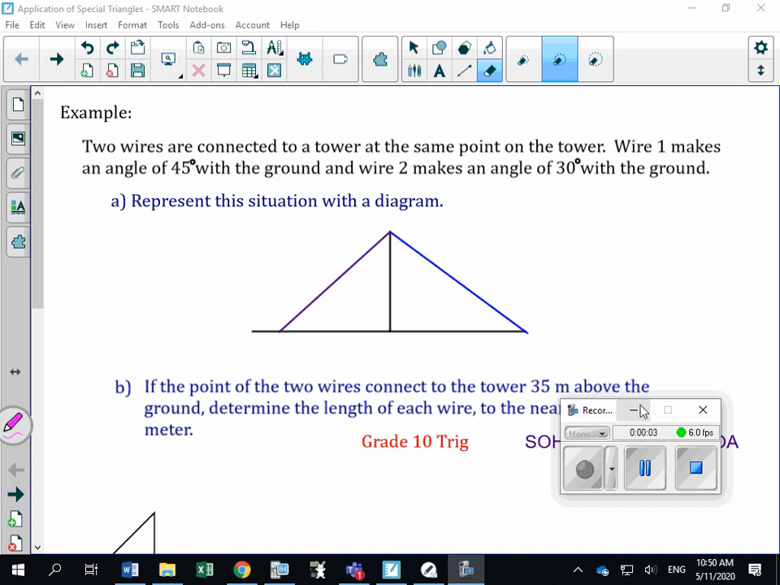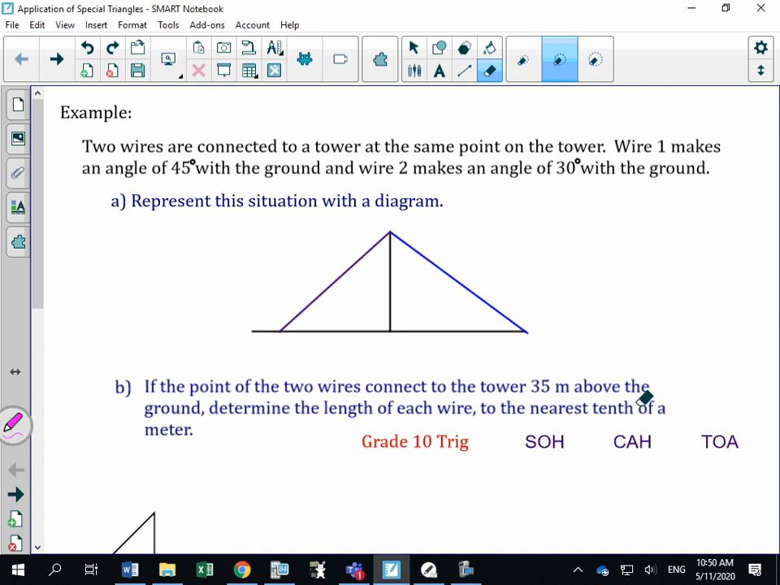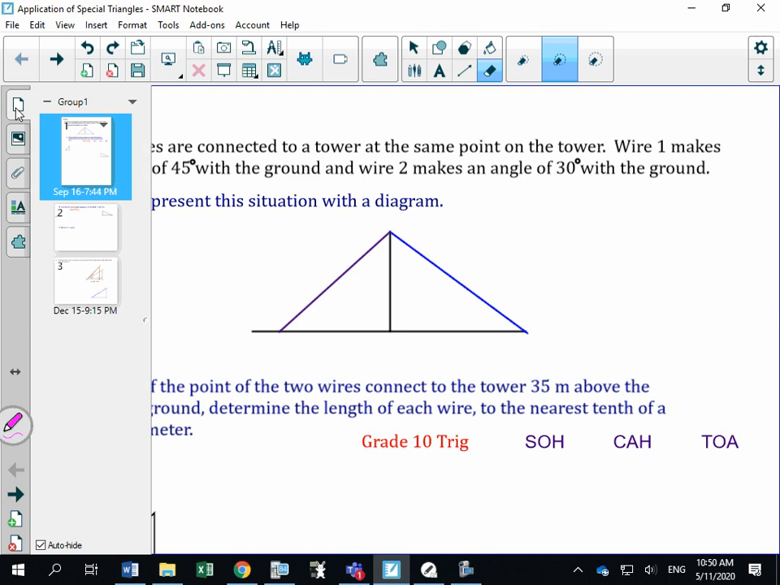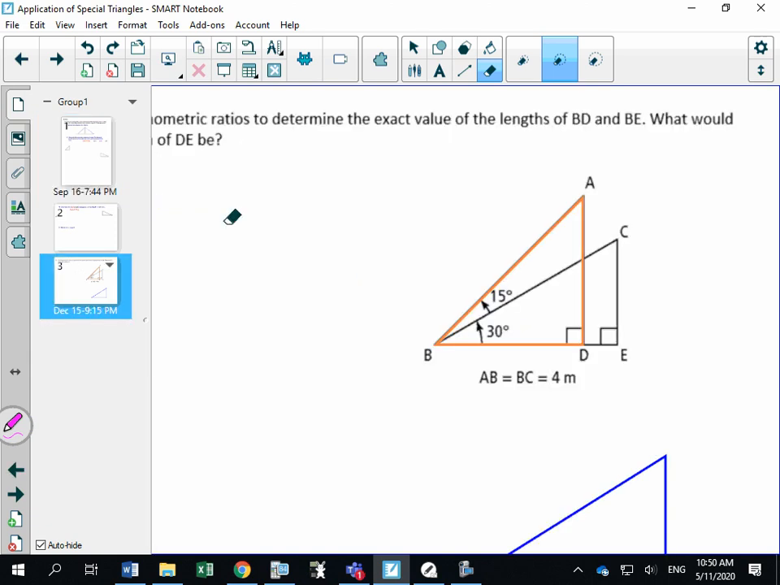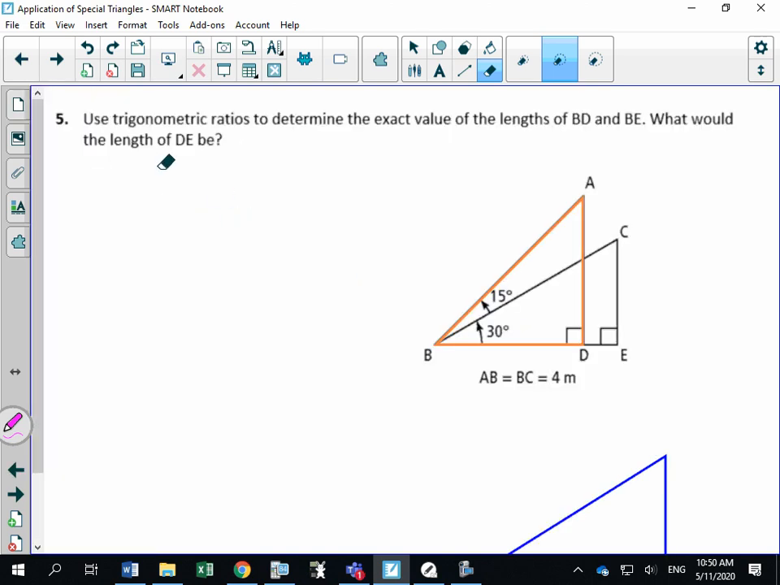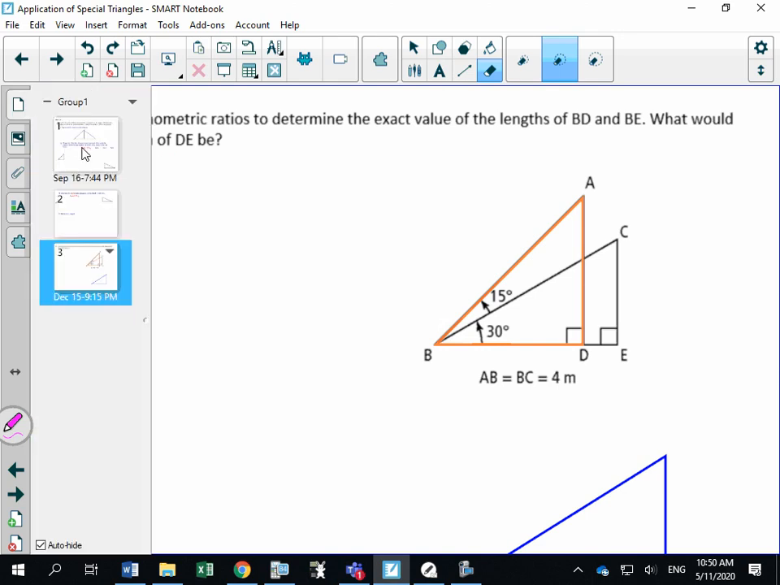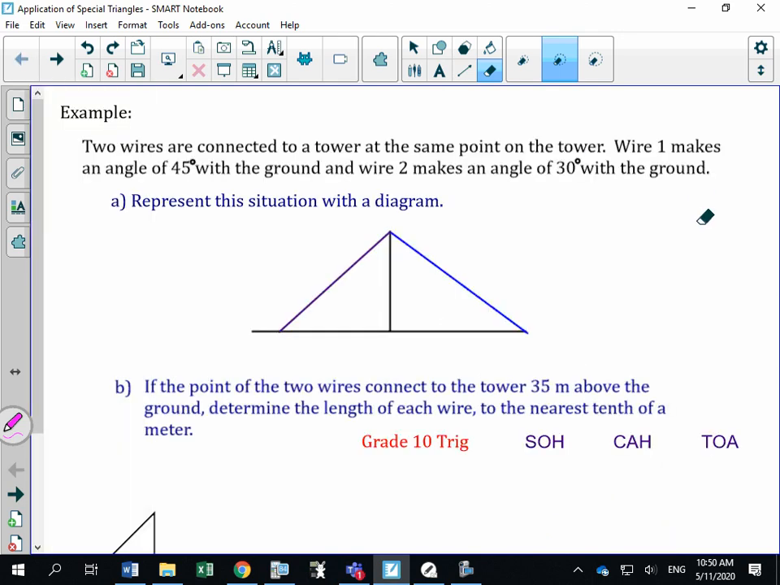Good morning, Math 20s. This is going to be the first part of a two-part video where we are looking at applications of special triangles. So you should have this worksheet printed out titled Application of Special Triangles. And I will do this question here. And then in the second video, I'm going to do a question from your review package, which is involving special triangles as well. Okay? So let's look at this first question.